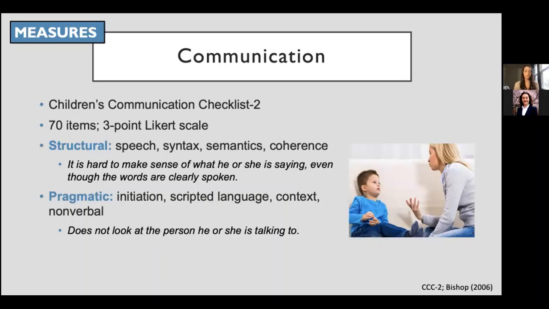Structural language includes the subscales measuring speech, syntax, semantics, and coherence. An example of a structural language question is, it is hard to make sense of what he or she is saying, even though the words are clearly spoken. And pragmatic language includes subscales measuring initiation, scripted language, context, and nonverbal communication. An example of a pragmatic language question is, does not look at the person he or she is talking to.